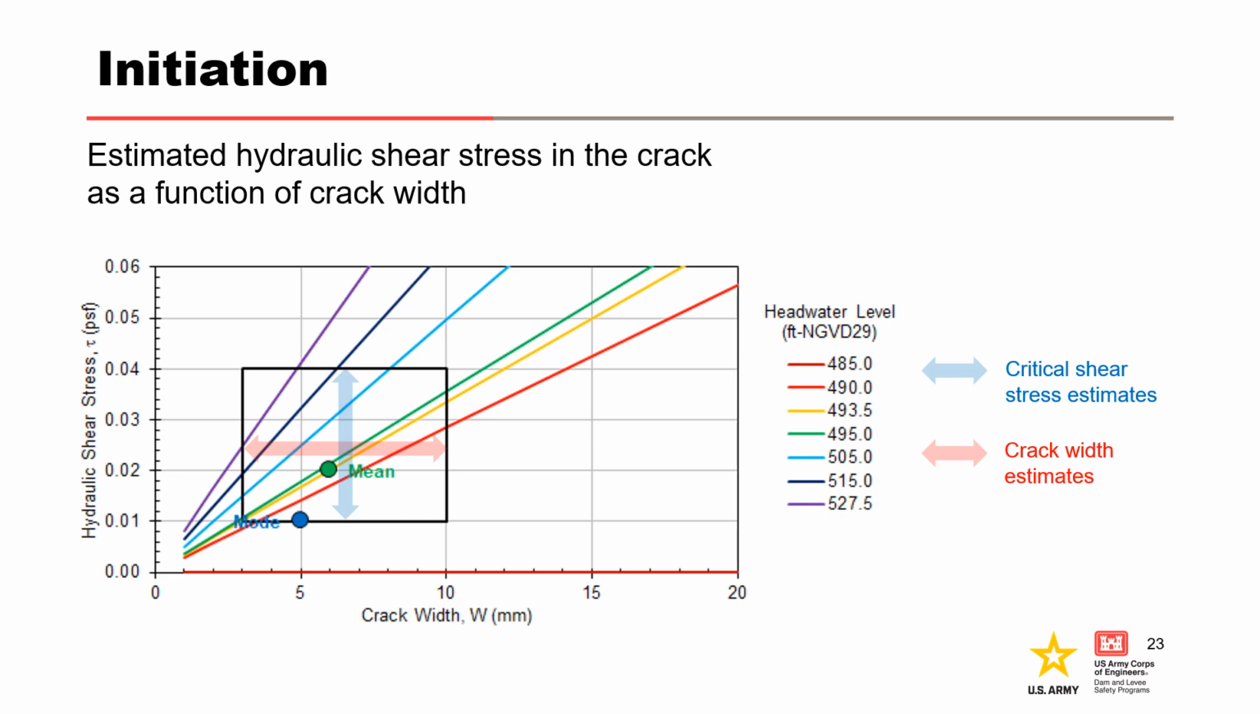for elevation 493.5. For the best estimate or mode parameters, the blue dot, initiation of erosion is predicted for all reservoir levels above elevation 485 because the hydraulic shear stress in the crack exceeds the best estimate of the critical shear stress and crack width. This is consistent with the observed performance back in 1949.